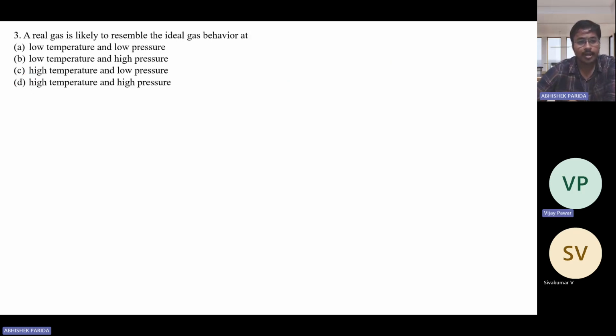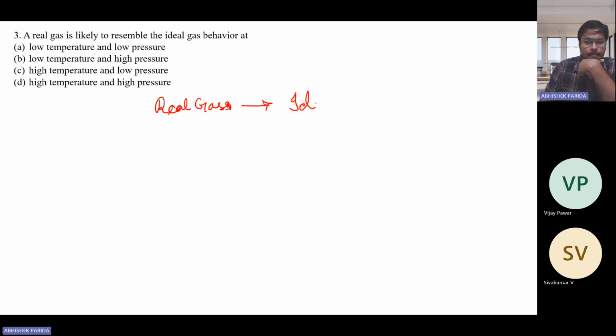Then the next question: a real gas is likely to resemble the ideal gas behavior at what? This one we just discussed a few slides back. When does a real gas behave as an ideal gas? At low pressure and high temperature. So which option is correct? Option C.